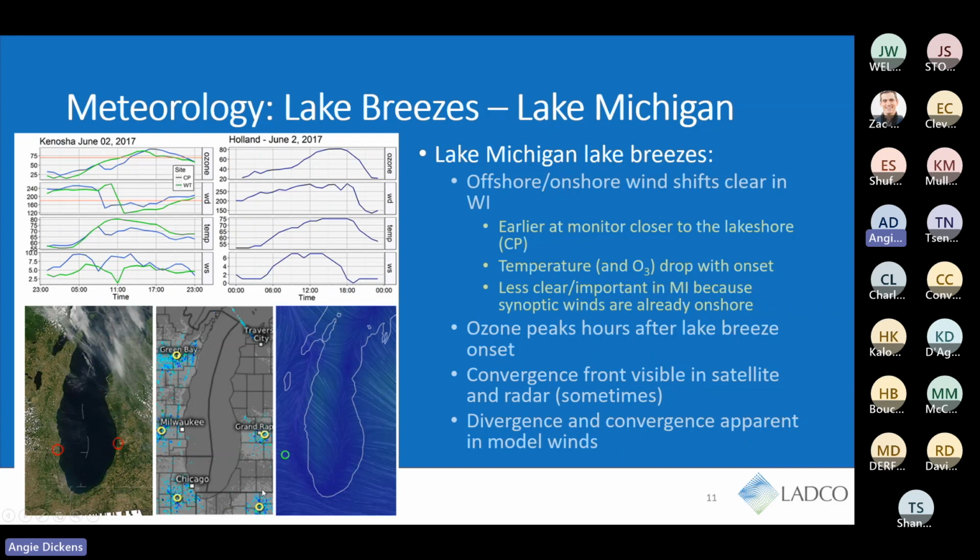You can see a little bit down here. Sometimes you see it, but it's not as important. And again, it's because the synoptic winds kind of add on to the lake breeze winds. So this day we did have a lake breeze, but it wasn't as clearly defined along Michigan as it was on the Wisconsin coast. And that's actually not unusual. So that's kind of Lake Michigan.